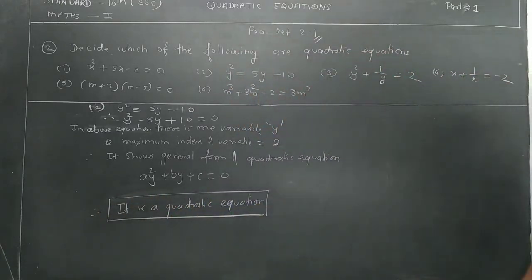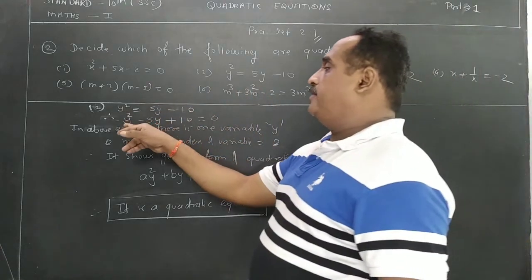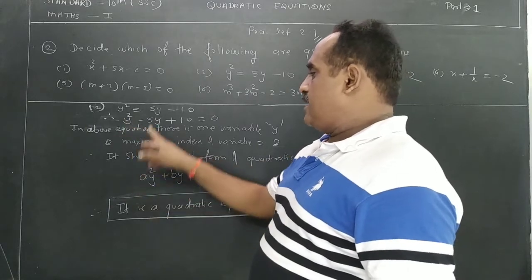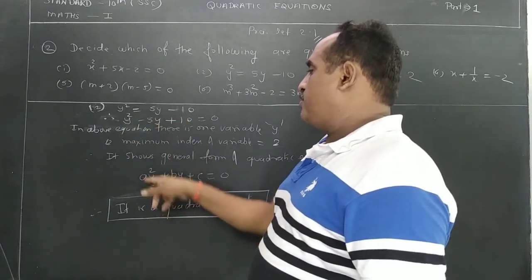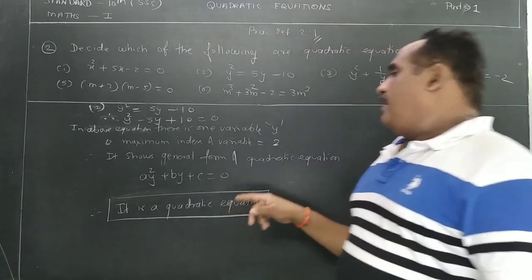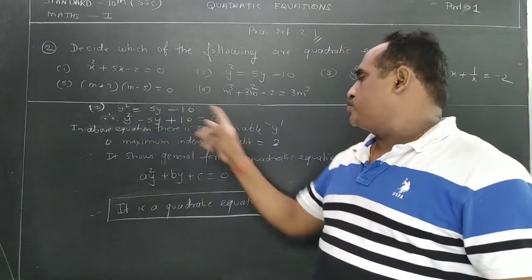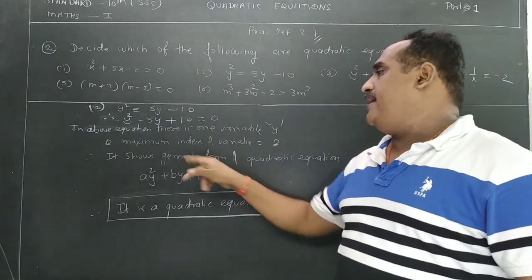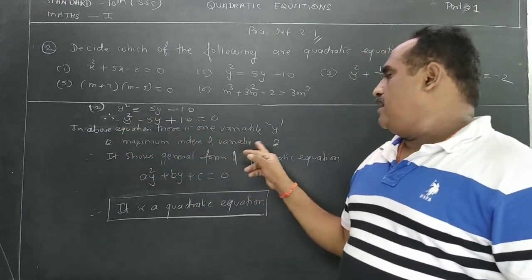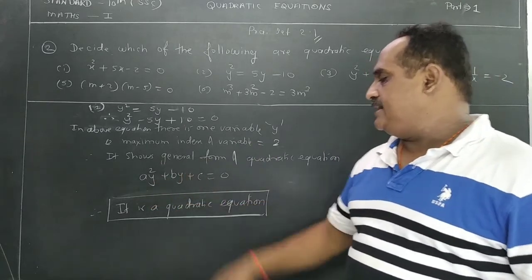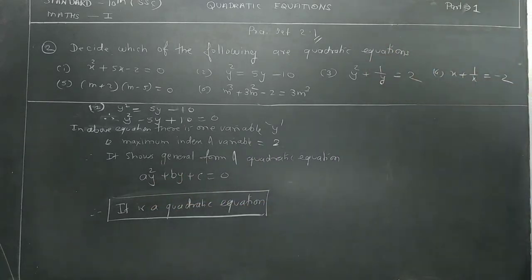Have you understood this? How to do it? You just transfer all the terms to one side and try to convert it into this form: ay square plus by plus c is equal to 0. a is equal to 1, b is equal to minus 5, c is equal to 10. And the highest index is how much? 2. So having one variable, that is y, the maximum index of y is 2. It shows the general form of the equation ay square plus by plus c is equal to 0, so it is a quadratic equation.